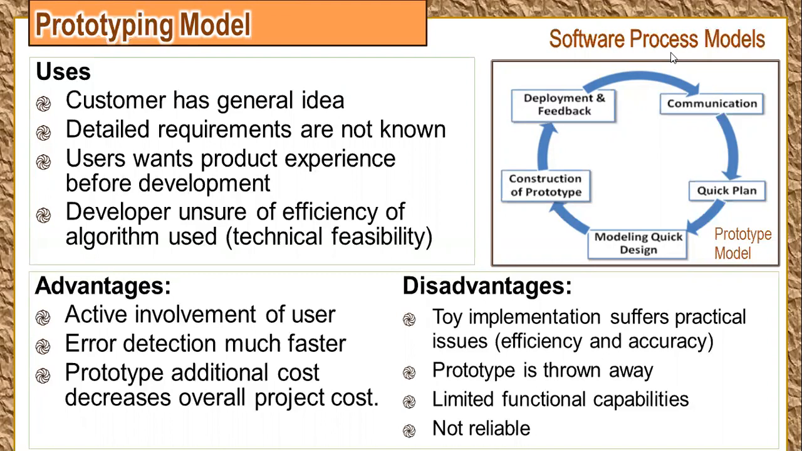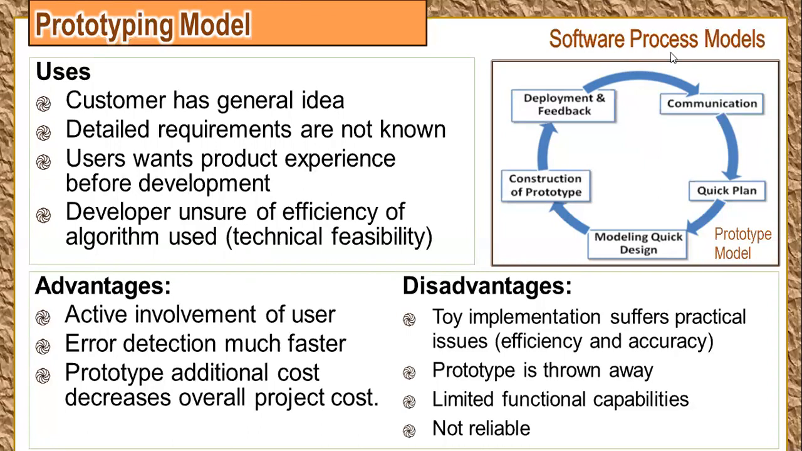Next, the customer has a general idea of the objectives of the software, but they do not know the detailed requirements or detailed functionalities that they want in the software. The second reason comes from the developer. The developers are generally unsure of the efficiency of the algorithms that we are using, and they are unsure whether the OS will be able to adapt to that algorithm. So there is a question of technical feasibility. In order to address both these issues, the prototype becomes handy and comes to the rescue.